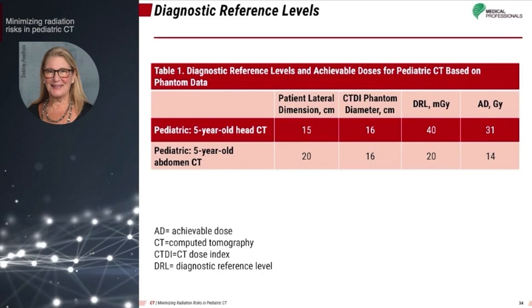Research that was done in 6 pediatric hospitals acquiring an abdomen pelvis CT for a 5-year-old patient with a lateral dimension of 20 centimeters showed a diagnostic reference level of 14 milligray and an achievable dose of 11 milligray. Note that the comparisons of the DRLs should only be made with patients of similar size.